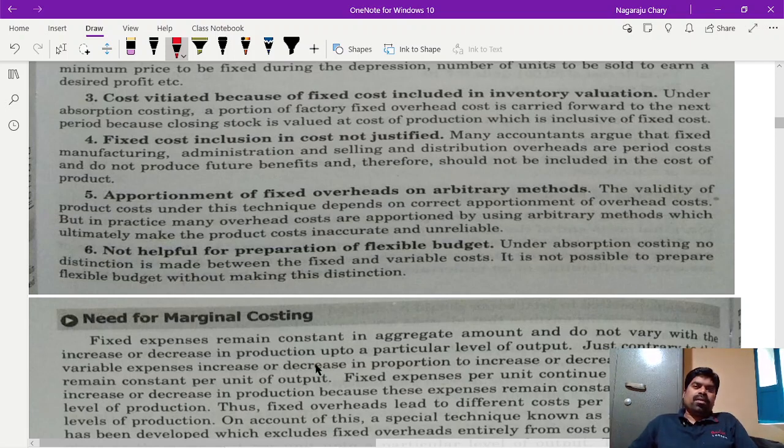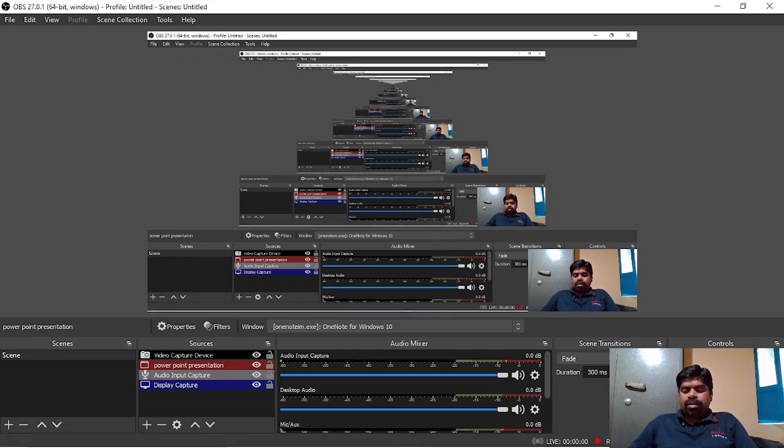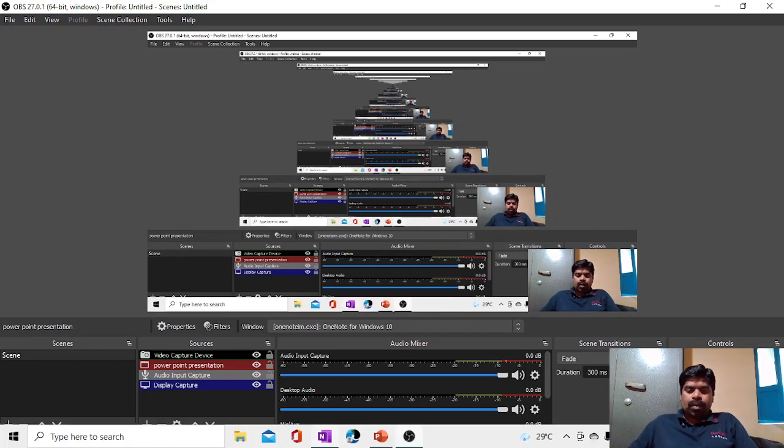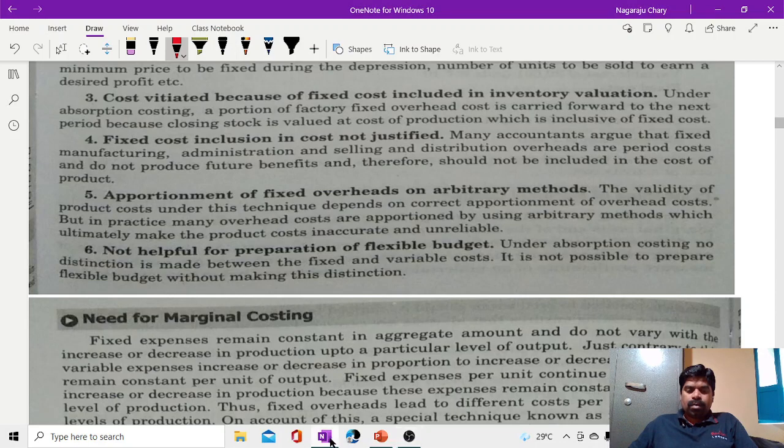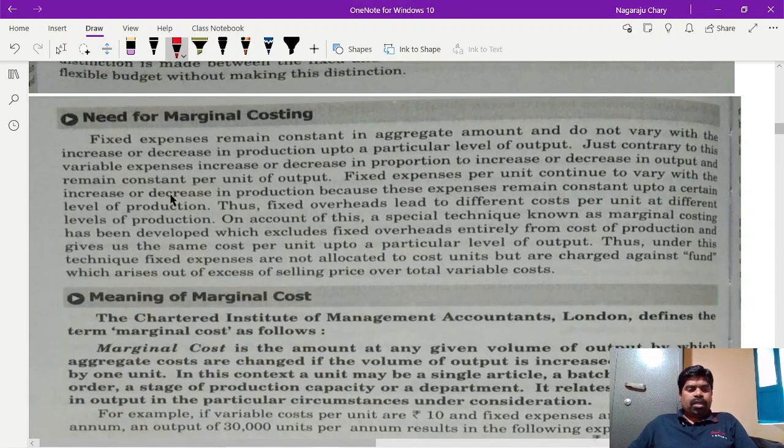Because of the limitations and drawbacks of absorption costing, a new method came into the picture. That is marginal costing. So in this marginal costing, what we discussed is the need for marginal costing. Fixed expenses remain constant in aggregate amount and do not vary with the increase or decrease in production up to a particular level of output.